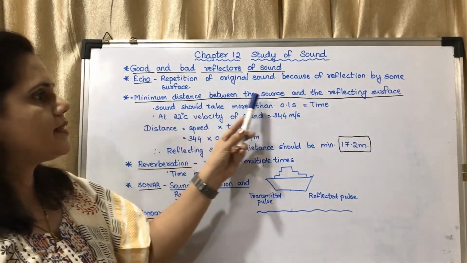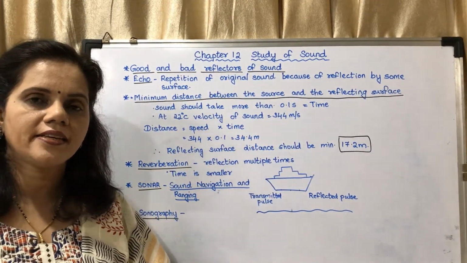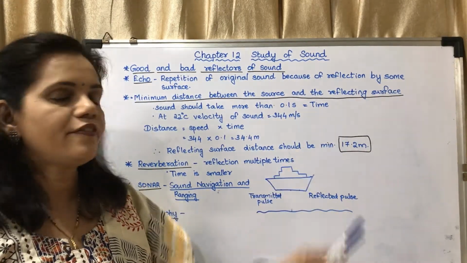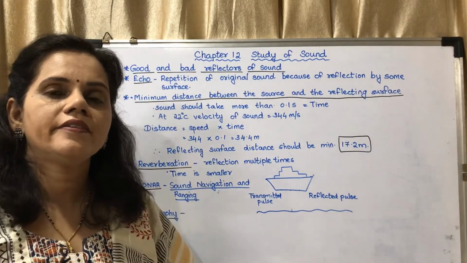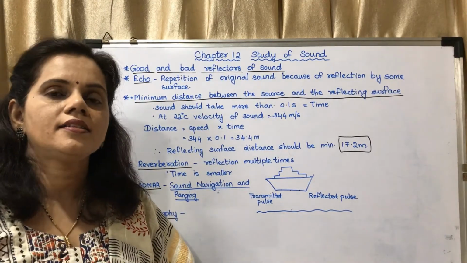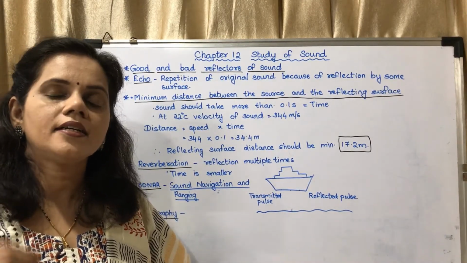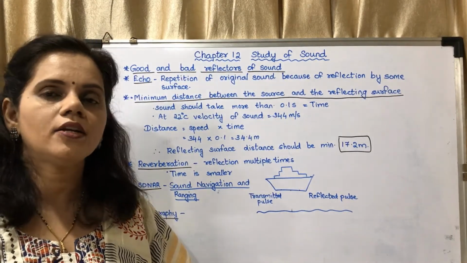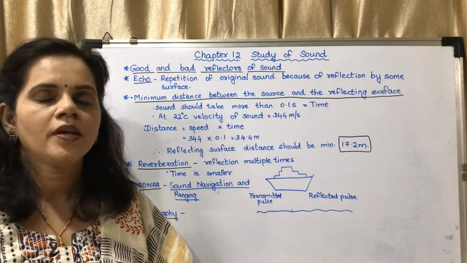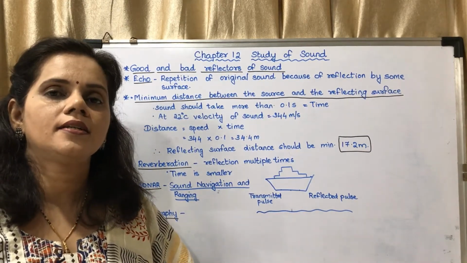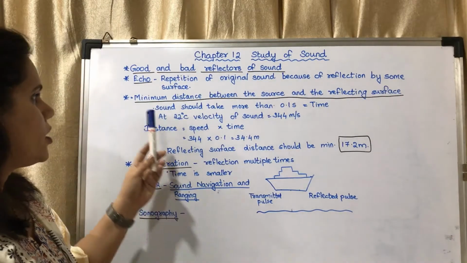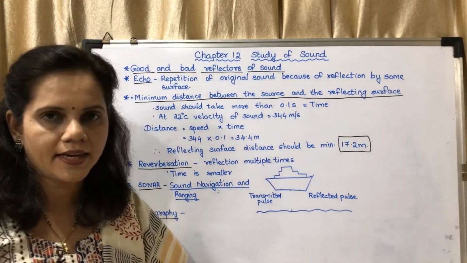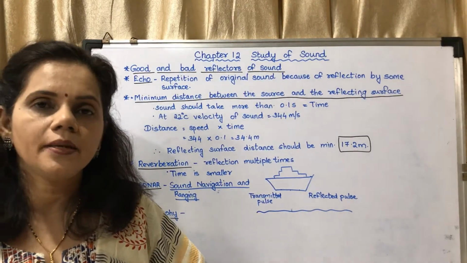There is a minimum distance between the source and the reflecting surface. The source is the point from where the sound is produced, and the reflecting surface is the surface far away from where the sound is reflected. There is a particular condition which has to be kept in mind, then only you can produce an echo. Here the condition is distance. The sound should take more than 0.1 second. This we know. What do we mean by that?